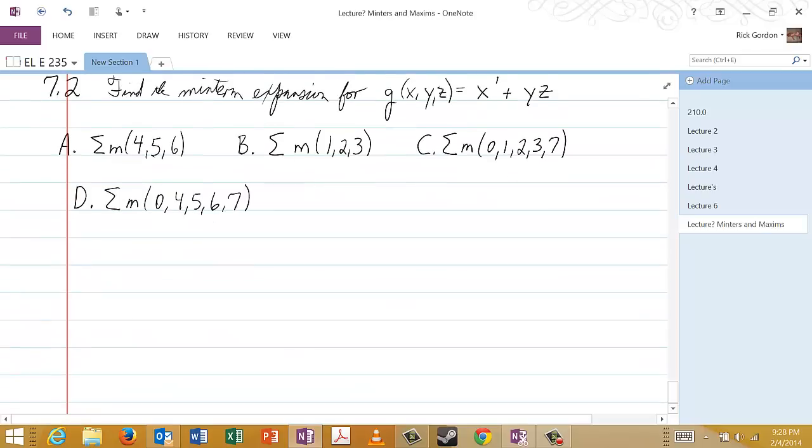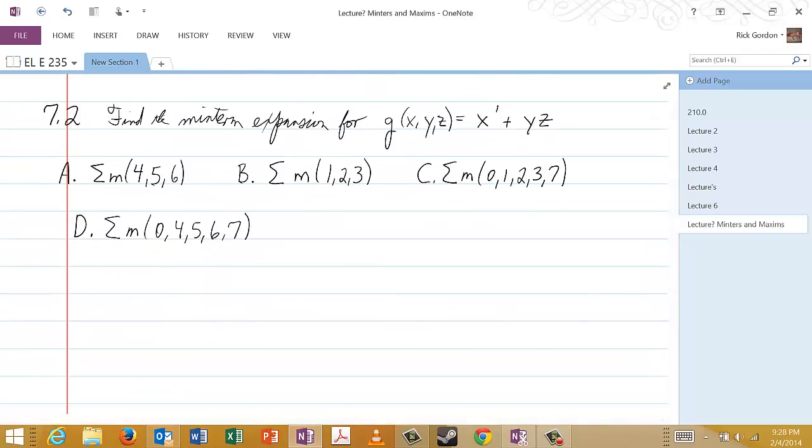And then for problem 2, you're asked to find the minterm expansion for the function g of x, y, z, which is equal to x complement ORed with y and z. And you have 4 expressions there, a, b, c, and d, given in the little m notation, and you need to find which of these is the correct minterm expansion for the function g. Good luck, and that concludes lecture 7.